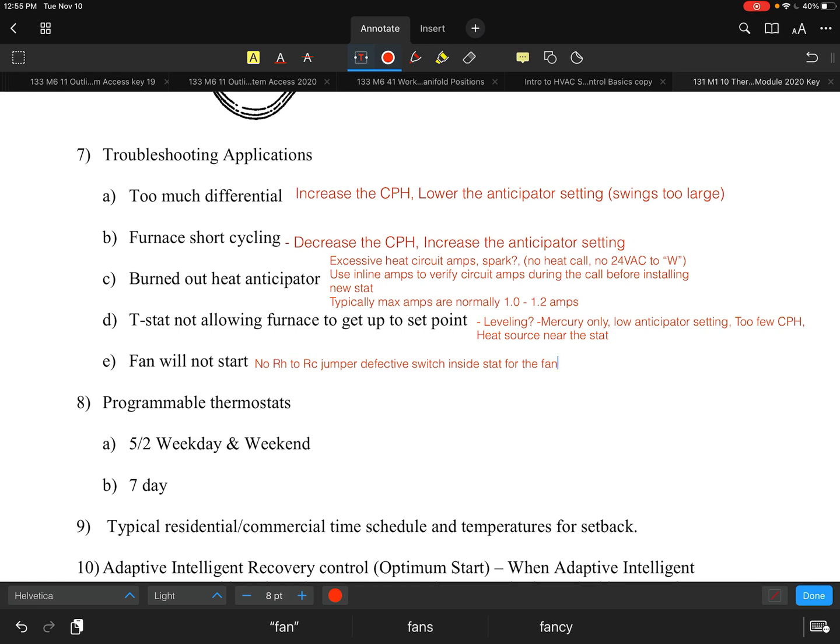And it's one of those where it could be a sub base, it could be that. Either way, you're probably going to be changing the stat. You're going to have to switch it out to do that. But again, you want to eliminate all the other issues. Make sure there's no problem with that.